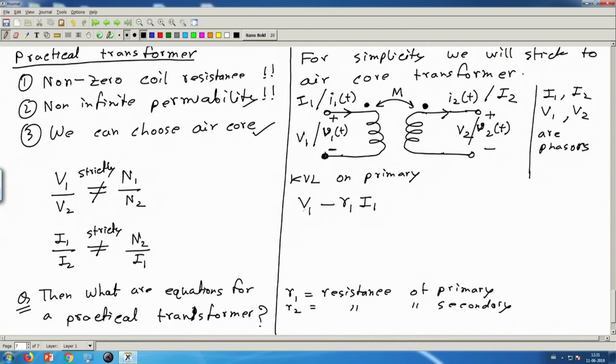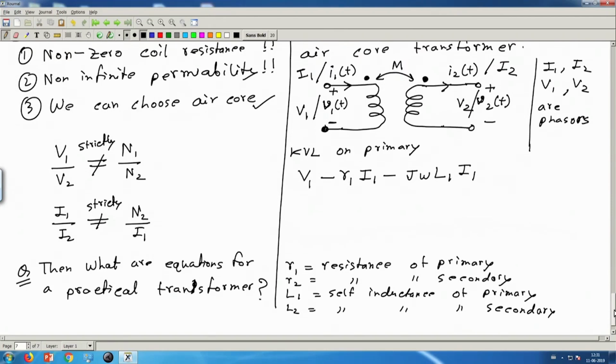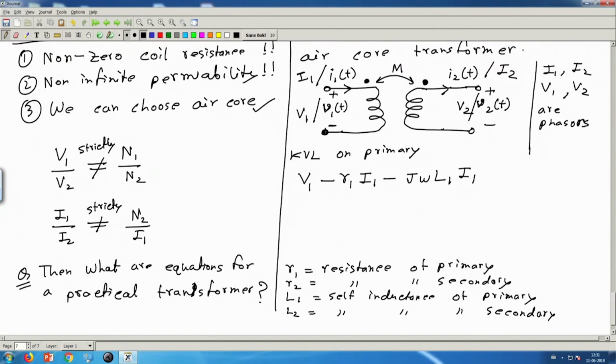So in KVL, I have V1 minus this drop. I'll also have an inductive drop, minus j omega L1 I1, because this coil has a self-inductance. L1 is the self-inductance of the primary, and similarly L2 is the self-inductance of the secondary. So once again: V1 rise, then I1 R1 drop, then j omega L1 I1 phasor drop.